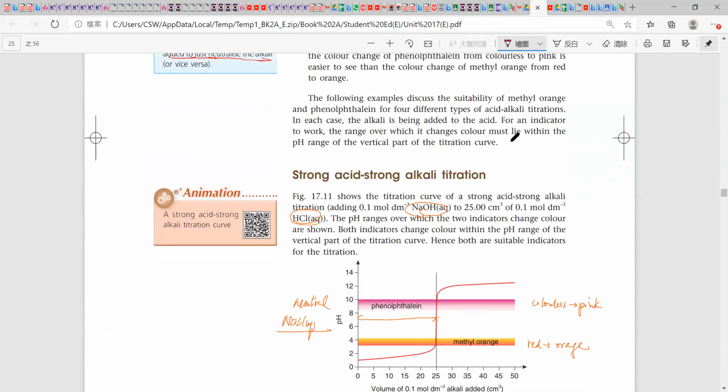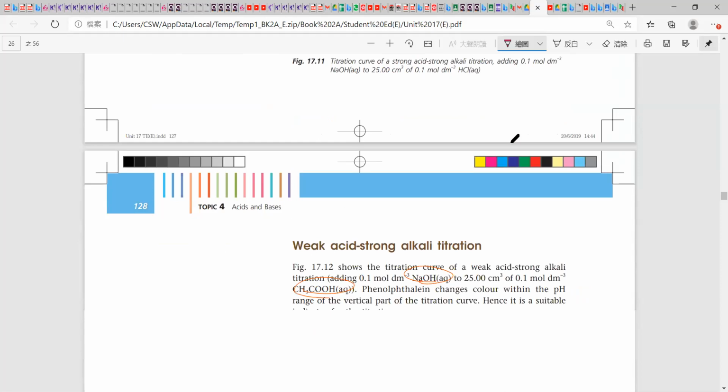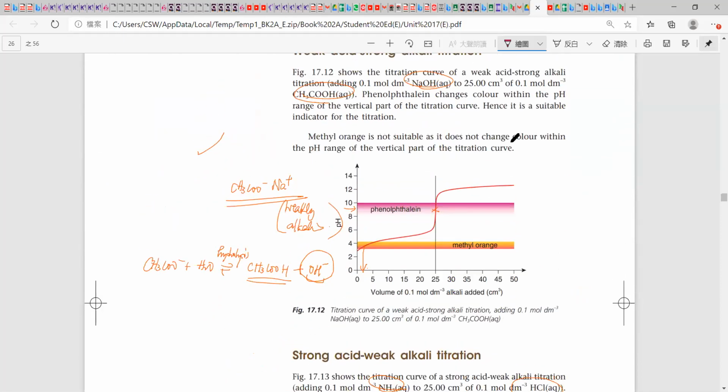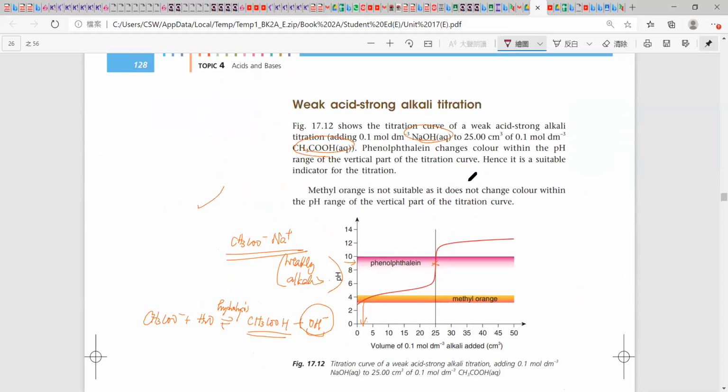Choice of indicator. So tartaric acid is a weak acid. I titrated it against the strong alkaline. That case is quite similar to this one on page 128. So the equivalence point would have a pH higher than 7, which means the neutralized product is slightly alkaline. So the vertical part of the pH titration curve is shifted upward.